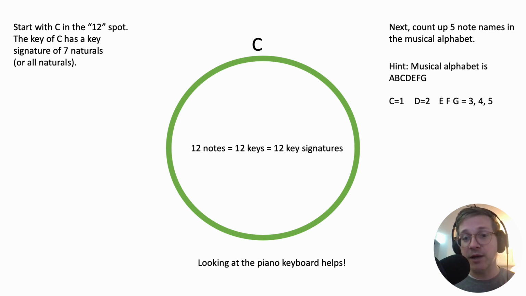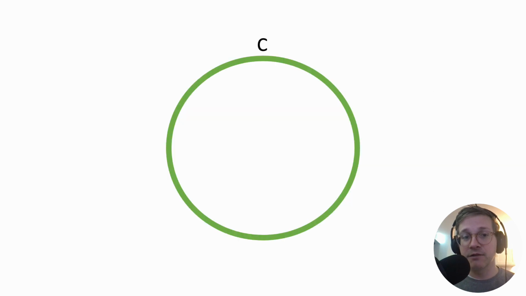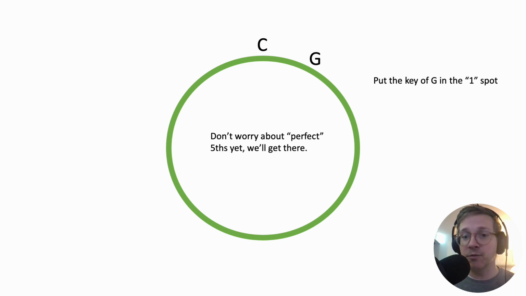Looking at the piano helps out with this. Okay, so let's take a look at it one more time here on the piano. There's C, that's our first note. 2 is D, 3, 4, 5. Okay, so in that number 1 spot on our clock face, we're going to put a G. We're not going to worry about whether this is a perfect fifth or not yet. We'll get to that later.